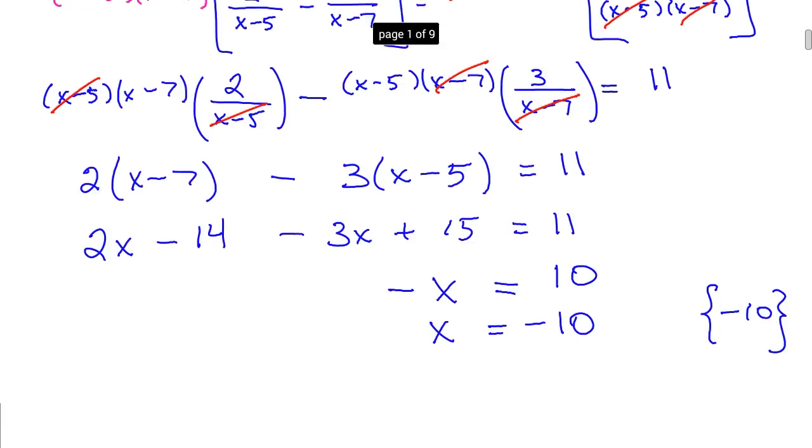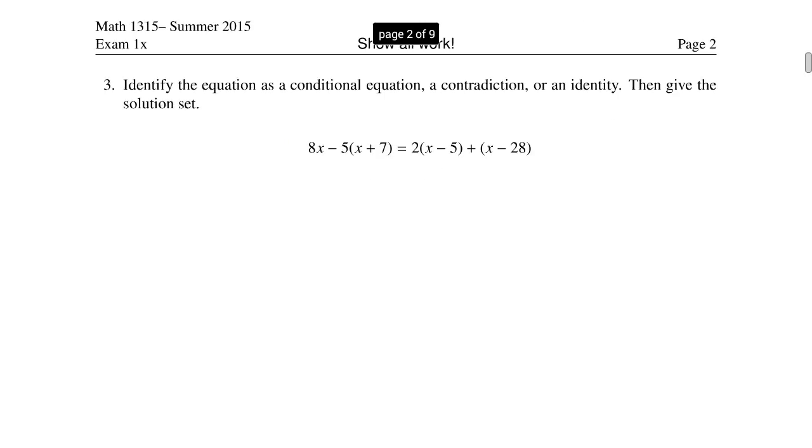Let's look at problem 3. Identify the equation as a conditional equation, a contradiction, or an identity, then give the solution set. So let's just start to work this out. This is 8x, distribute the 5, you get negative 5x minus 35 is equal to 2x minus 10 plus x minus 28.